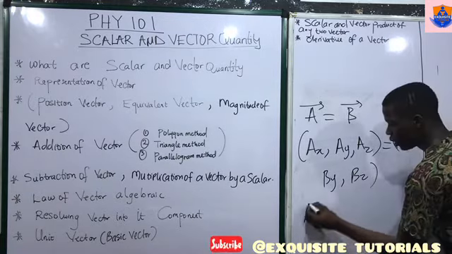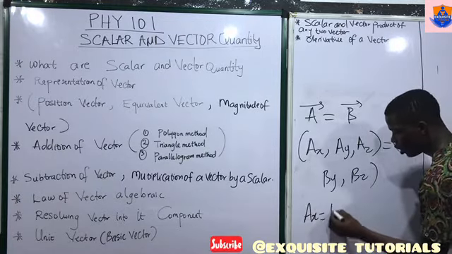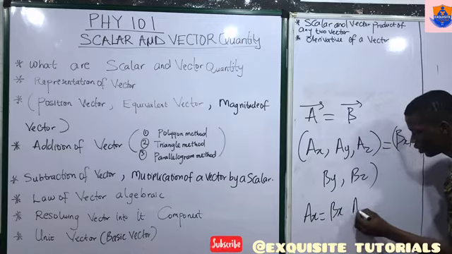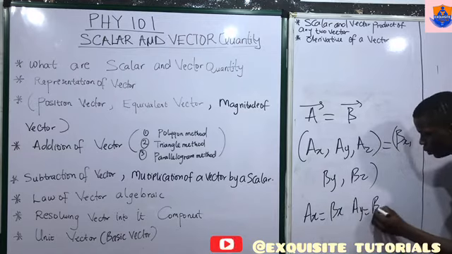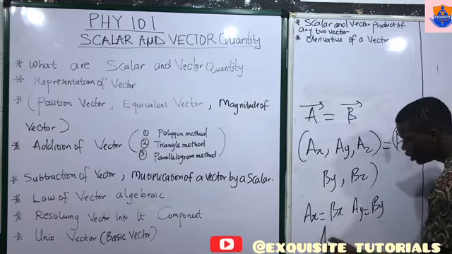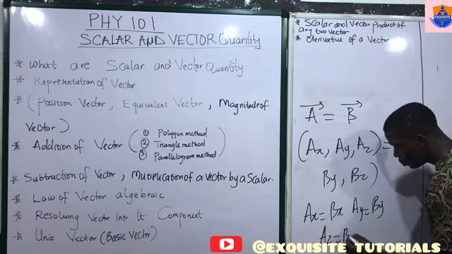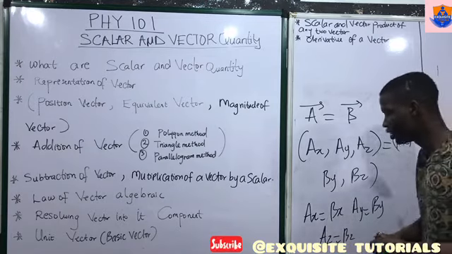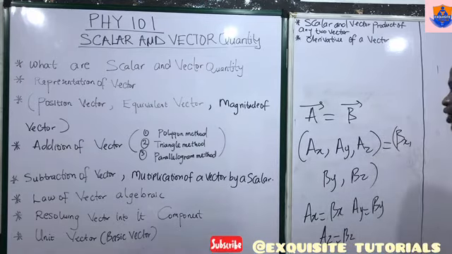That tells you that our AX is equal to what? Our BX. Our AY is equal to what? Our BY. And our AZ is equal to what? Our BZ. This is an example of an equivalent vector.